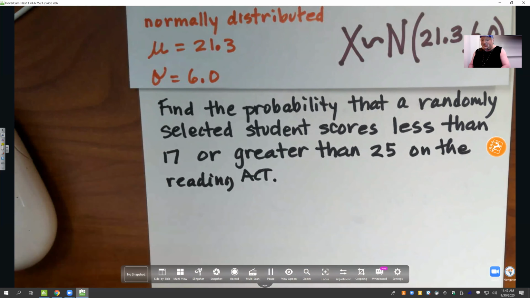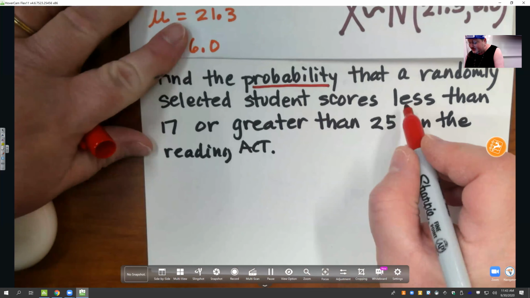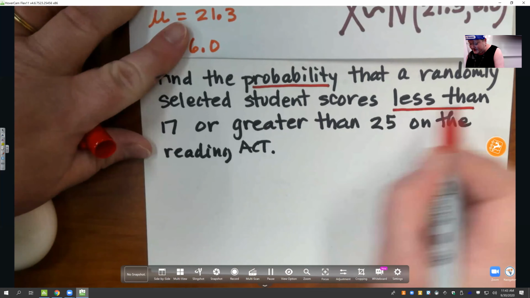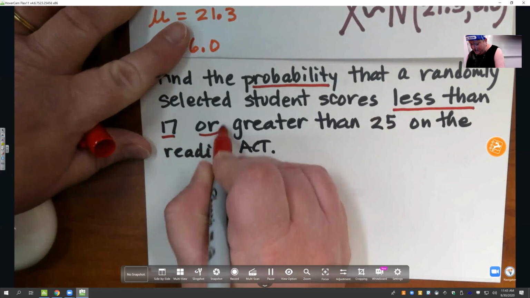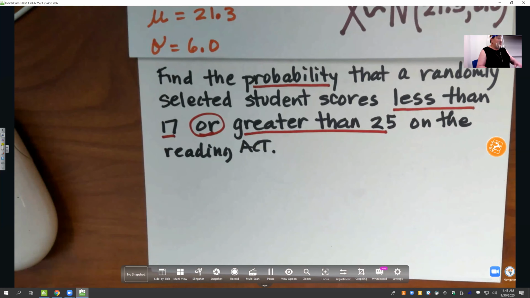Again, notice it says find the probability, but this has two pieces to it because it says less than 17 or greater than 25. So I have kind of two conditions. Remember, with or, it could just be less than. It could be just greater than. The option is it could be both, but in this scenario, it can't really be both at the same time.